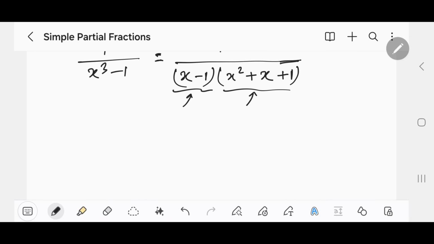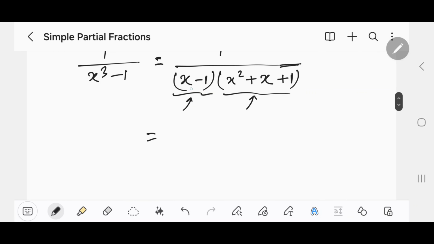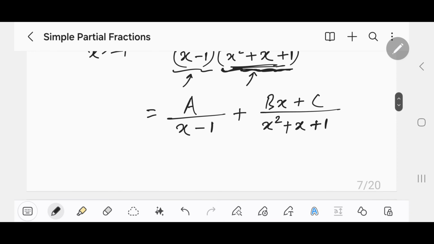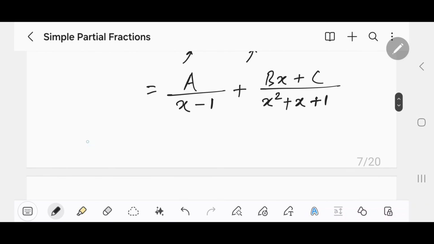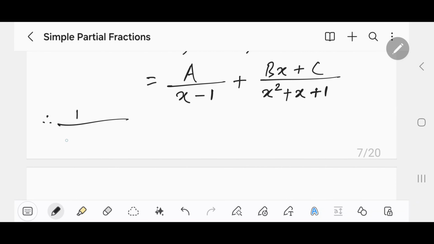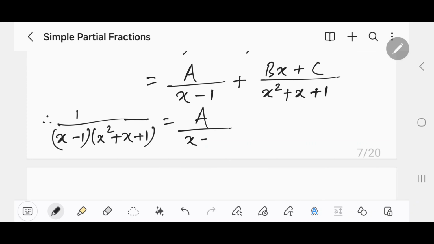So the partial fraction corresponding to x - 1 would be A/(x - 1), right? Then the partial fraction corresponding to the quadratic term is given by (Bx + C)/(x² + x + 1). I hope you remember all the discussions we did above. Therefore, 1/((x - 1)(x² + x + 1)) equals A/(x - 1) + (Bx + C)/(x² + x + 1).